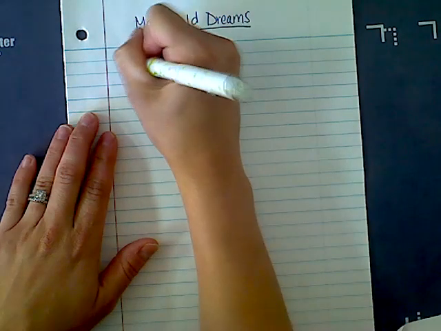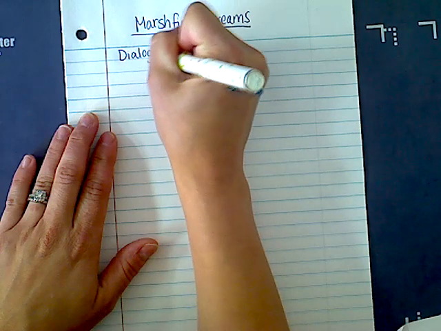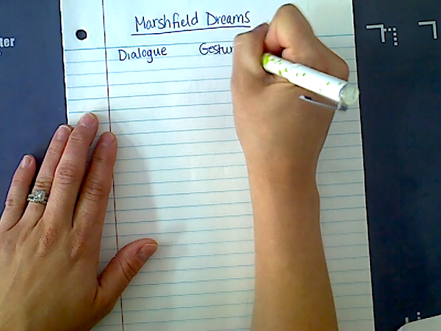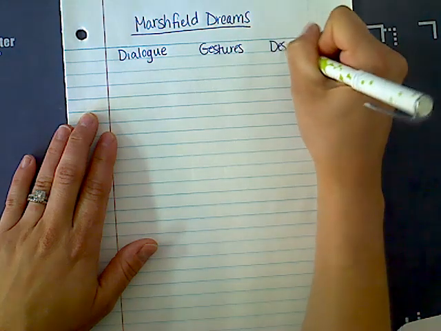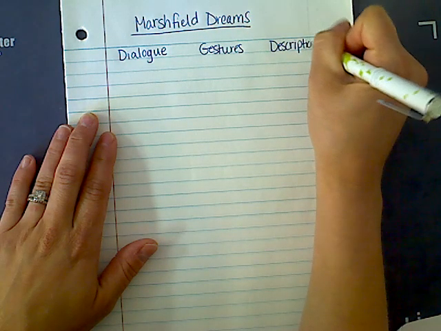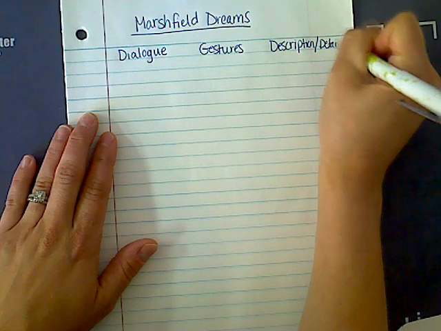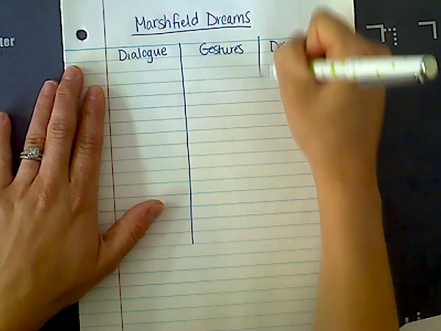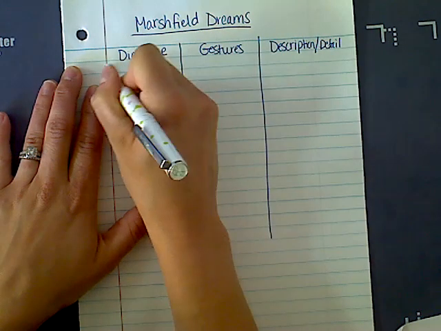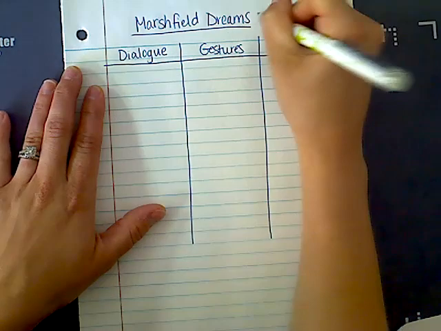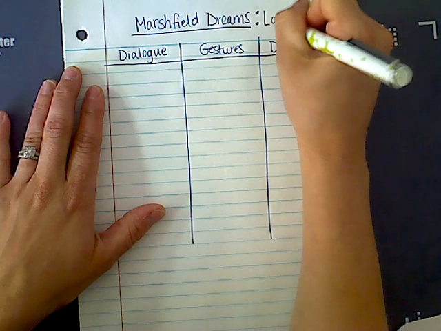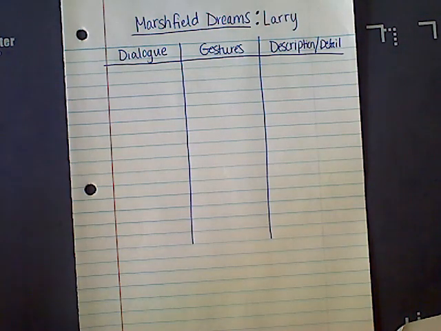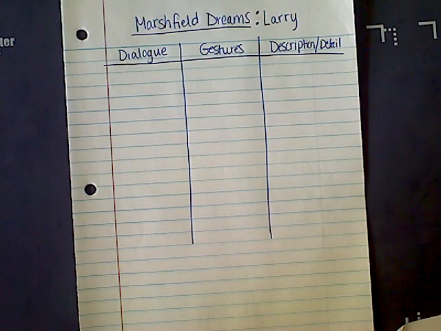Then we're going to make a three-column chart: dialogue, gestures, and description or detail. Draw your lines. I'm probably going to take up most of the page here. We're going to focus on the character Larry, so I'm going to put that in my title. Like I said, if you need to, go ahead and pause so that you can create this chart.